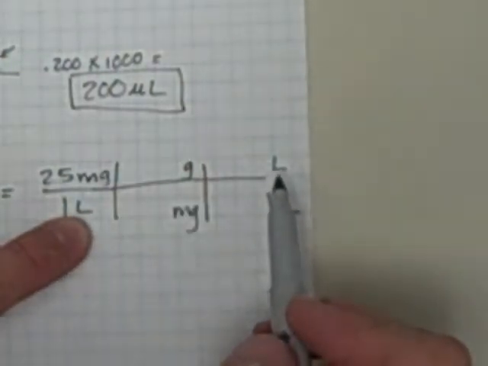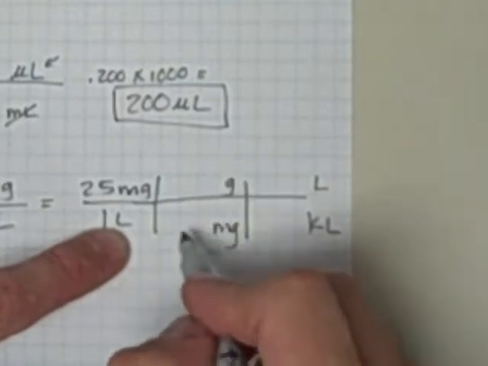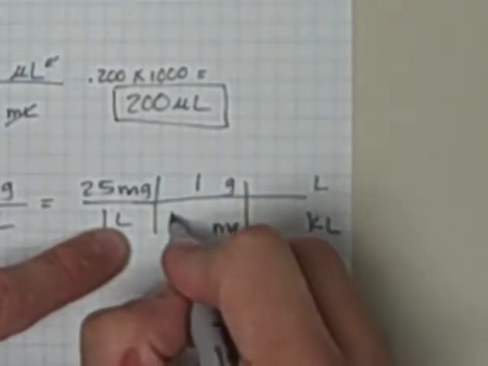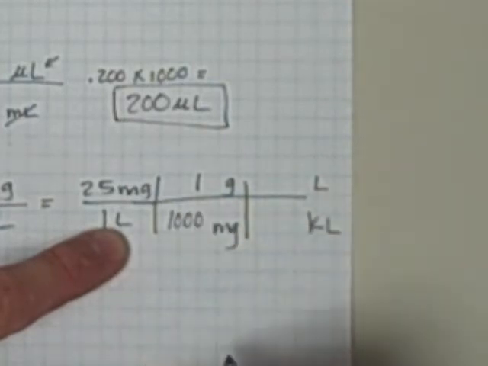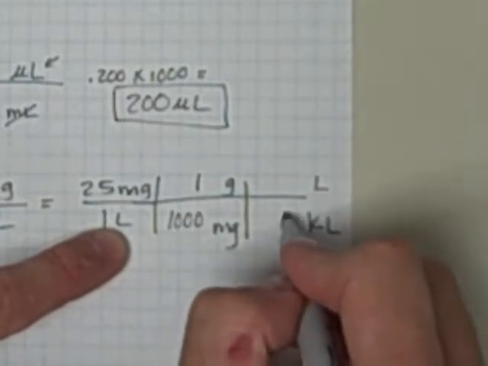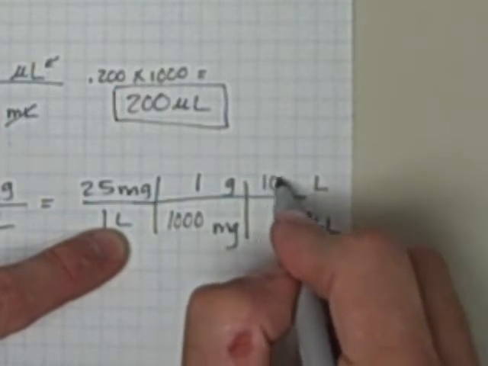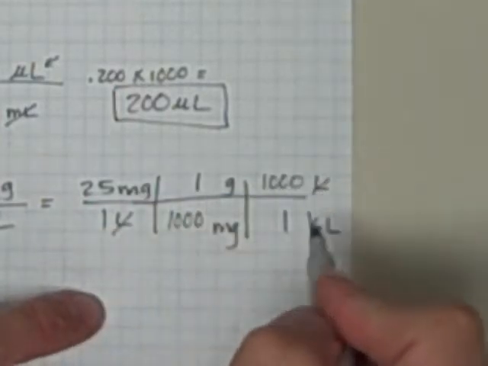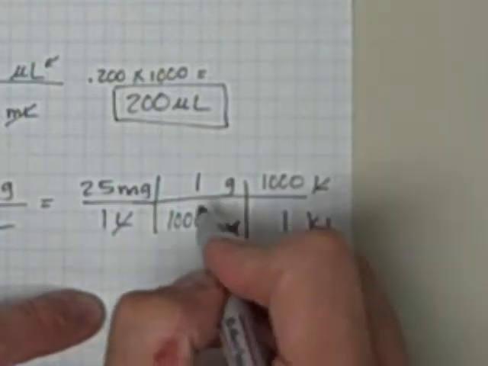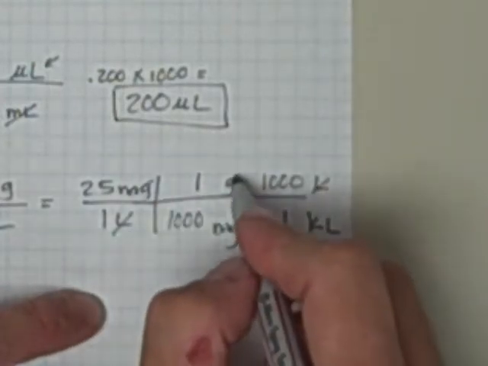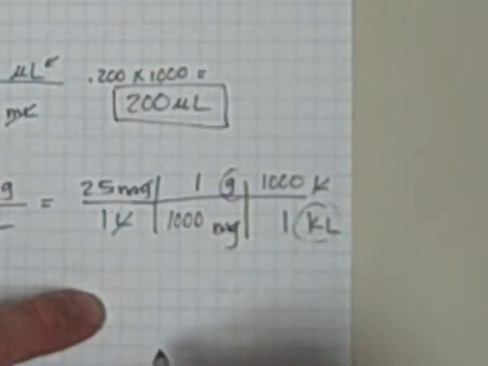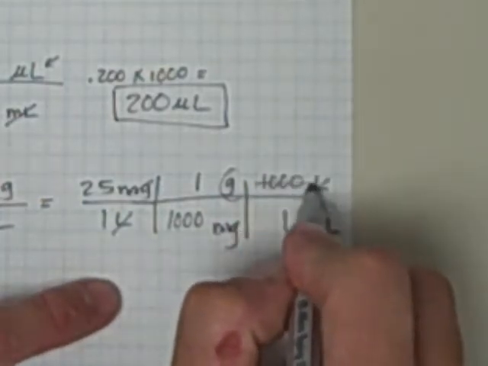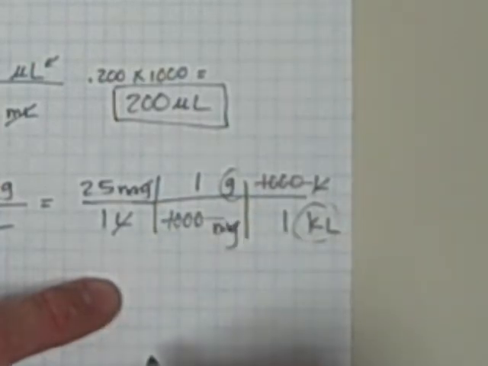So now I just need to go back in here and make sure that my relationships are right. I know that 1 gram is equal to 1,000 milligrams, and I know that 1 kiloliter is equal to 1,000 liters. I like to come in and cancel out my units, so liters go away, milligrams go away, I'm left with grams per kiloliter. And remember with these I can cancel like terms. So 1,000 on top and 1,000 on the bottom go away.